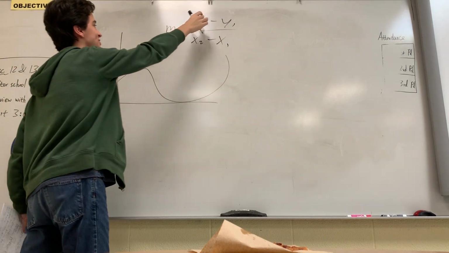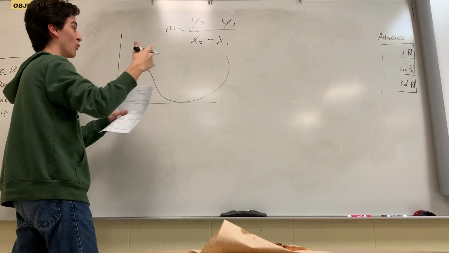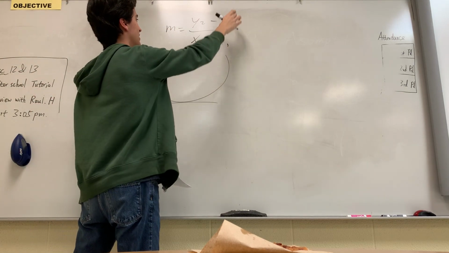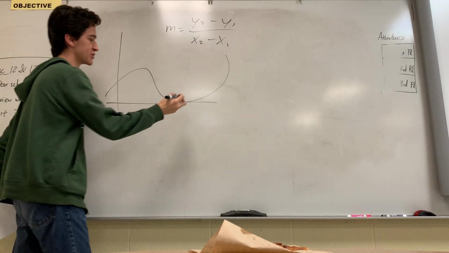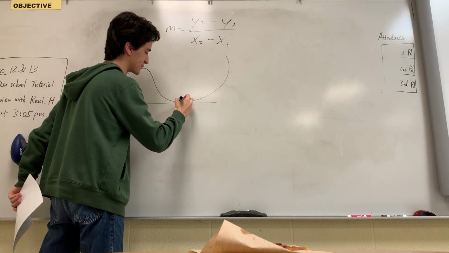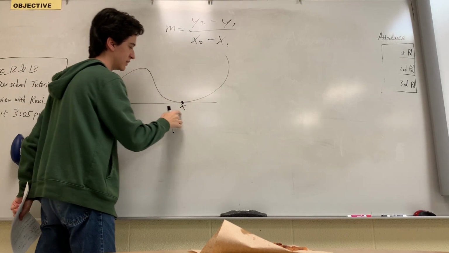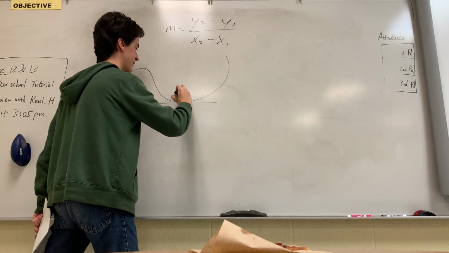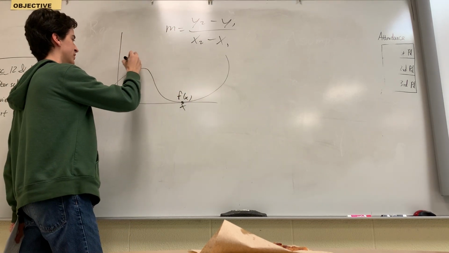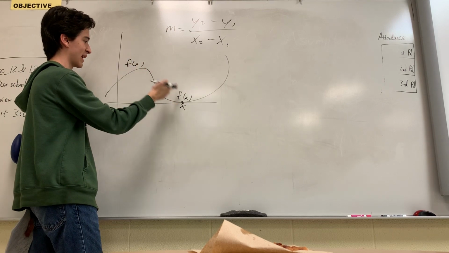So the y2 and the x2 are going to be one point, and the x1 and the y1 are going to be another point. If we just start over here at this point, we say this is the point x, and obviously the function value at this point is going to be f of x. Because if this is the function f of x, plug in x, you get f of x.